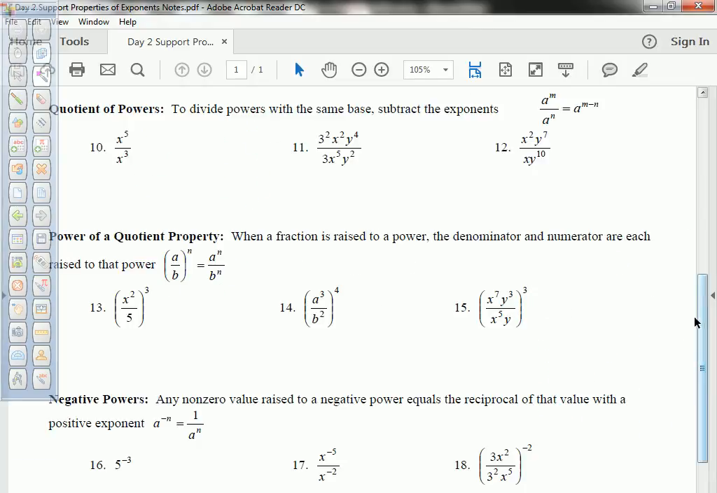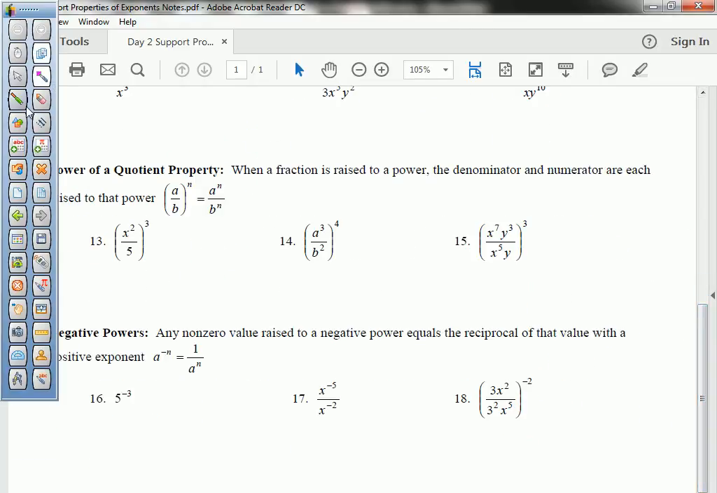Okay, now the last thing we're going to look at, negative exponents, and I didn't put it on here, but we're going to talk about 0 also.